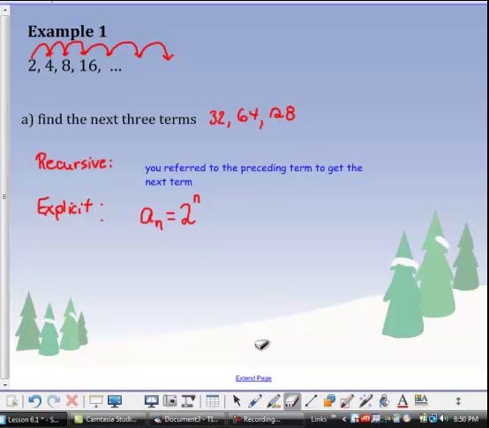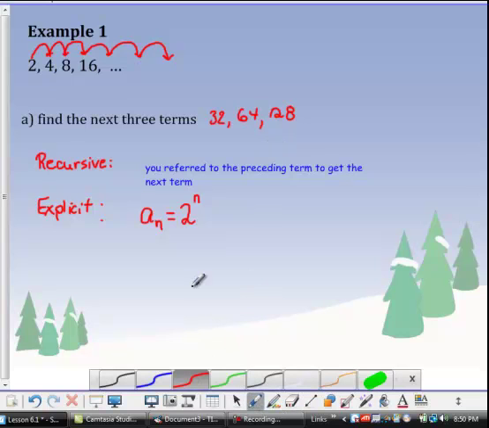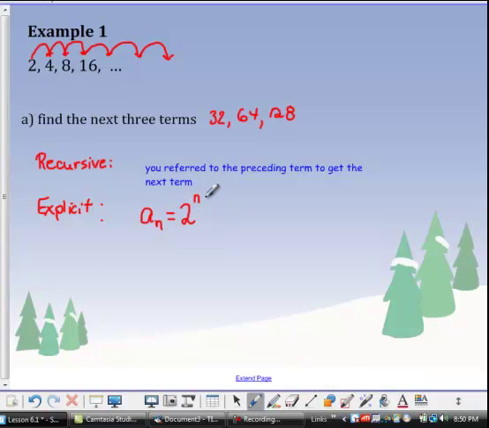What? It's not as hard as it looks. See what happened here? n refers to the place. Okay, so up here, the number 2 is in the first place, the number 4 is in the second place, the number 8 is in the third place, the number 16 is in the fourth place, the number 32 we found to be the fifth, the 64 was the sixth, and 128 was the seventh. And some of you can see it now.